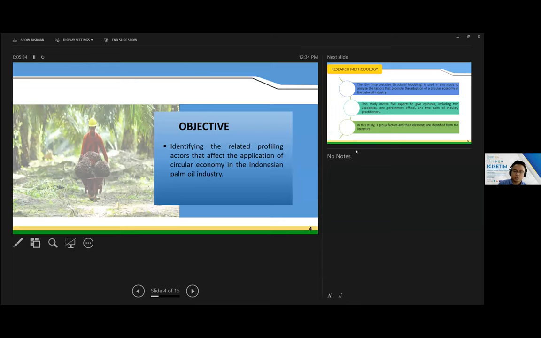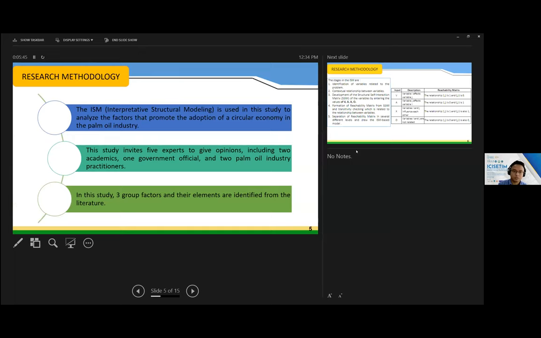So this is the objective: to identify the related profiling actors that affect the application of the circular economy in Indonesia's palm oil industry. And this is the methodology for this research. I use interpretative structural modeling to analyze factors that promote the adoption of the circular economy in the palm oil industry. The study invited 5 experts to give opinions, including academics, 1 government official, and 2 palm oil industry practitioners.